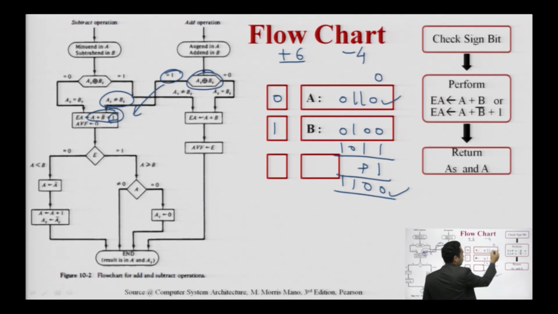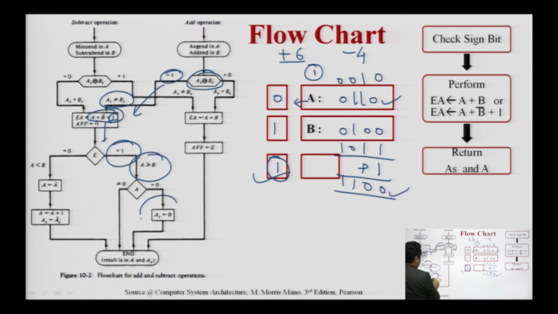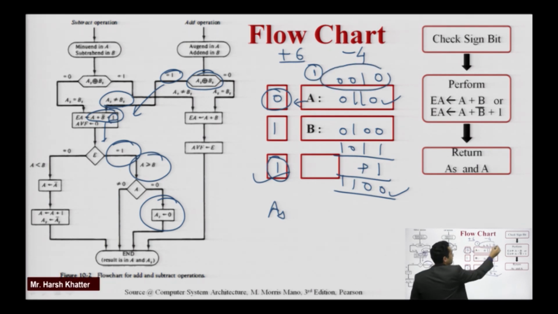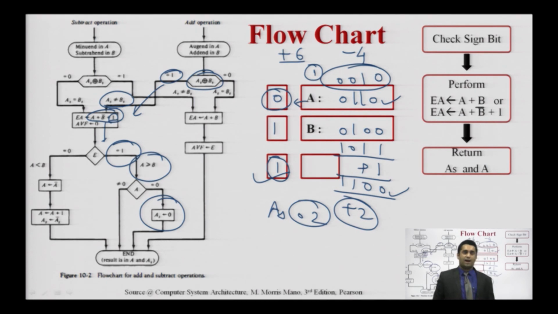So 0 0 is 0, 1 0 0 and 1. Now this one is out of bound for this A, because the size of A is 4 bits. So here the carry is generated, and when carry is generated, we move to this part. Yes, A is greater than B, AS is 0, yes, and we are getting the answer as this. So the answer is 2. 0 represents plus. So this is the example of addition and subtraction.